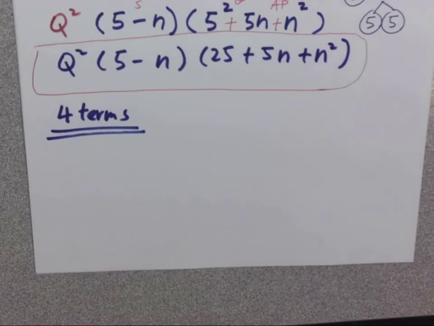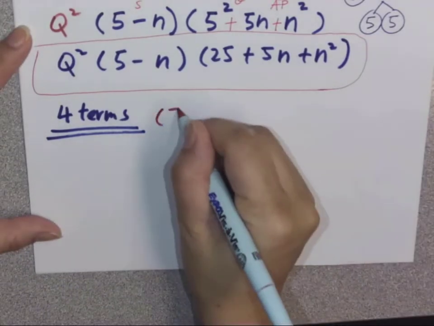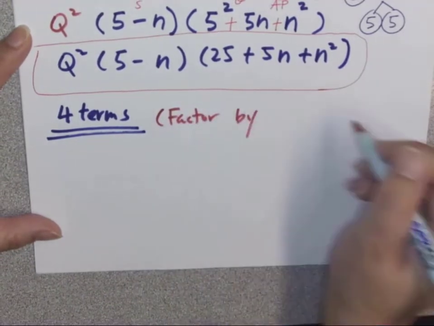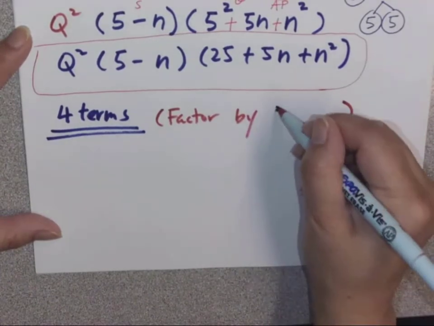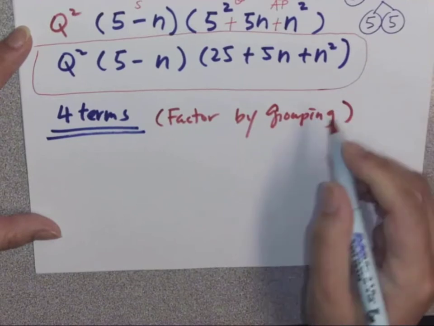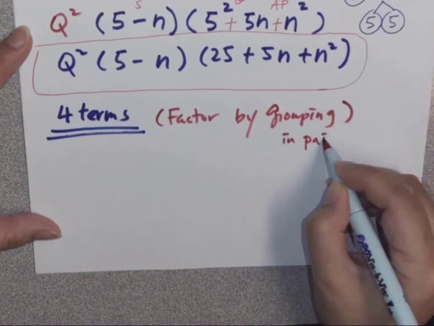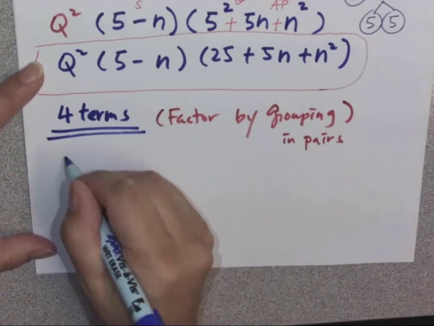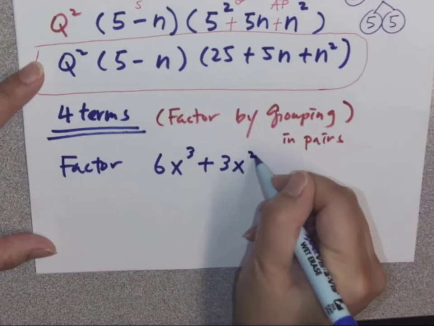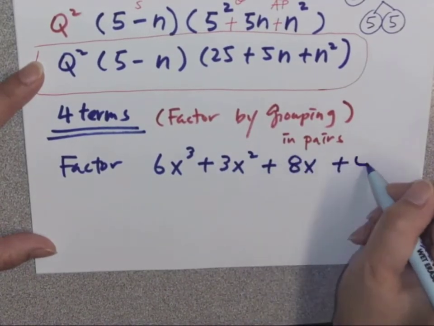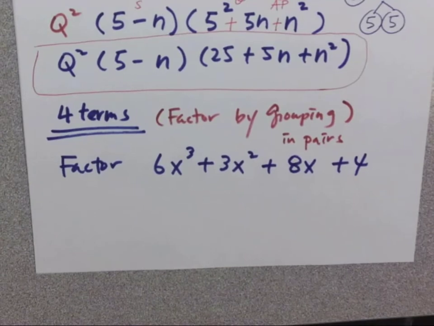Strategy. Strategy to factor 4 terms, we need to factor by, start with a G. Grouping, thank you. So I would say grouping in pairs. Alright, so if we are factoring 6x cubed plus 3x squared plus 8x plus 4, we have 4 terms here, right? And we want to do factor by grouping, which means I do 2 at a time.